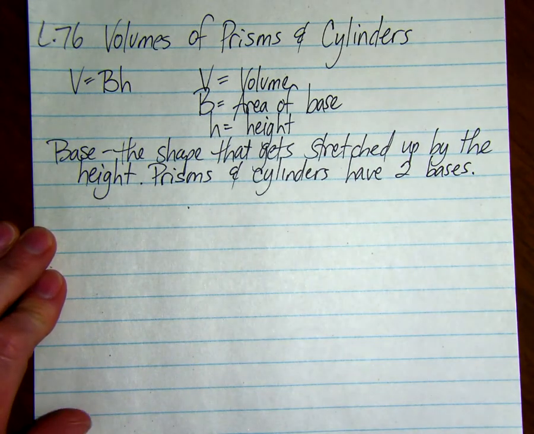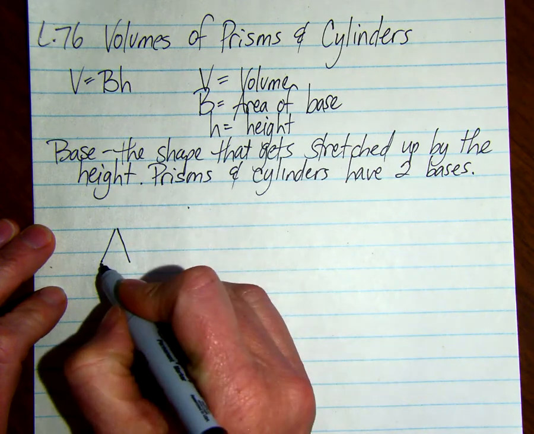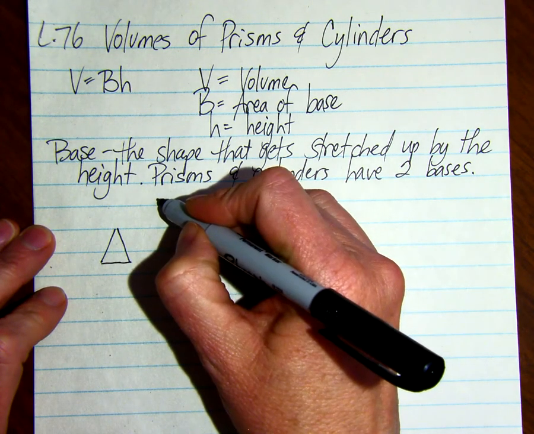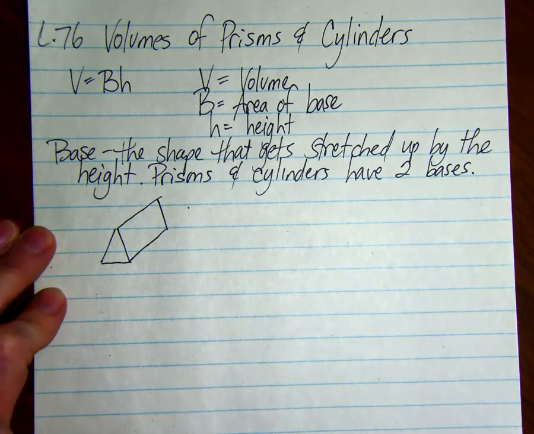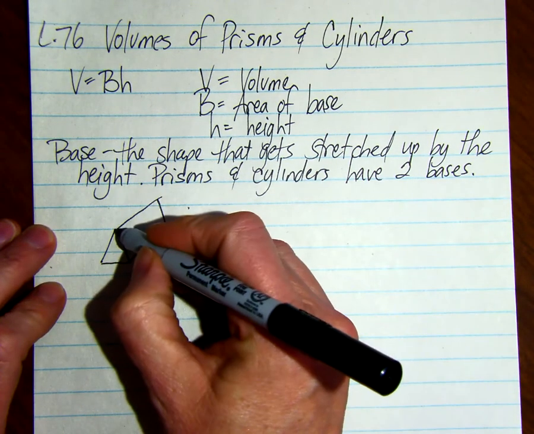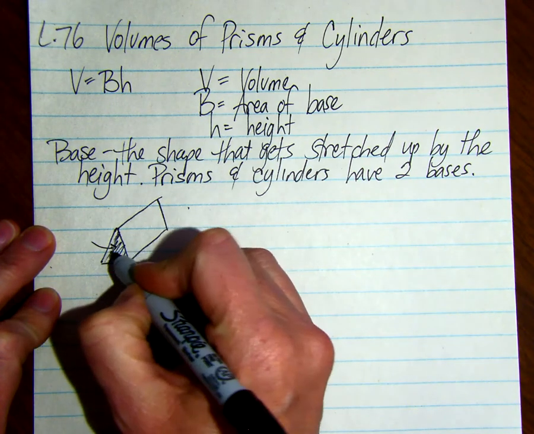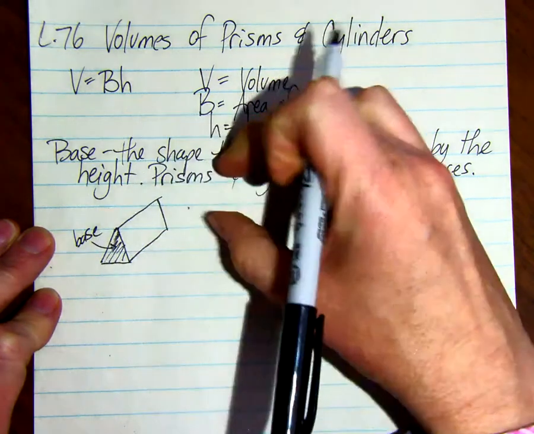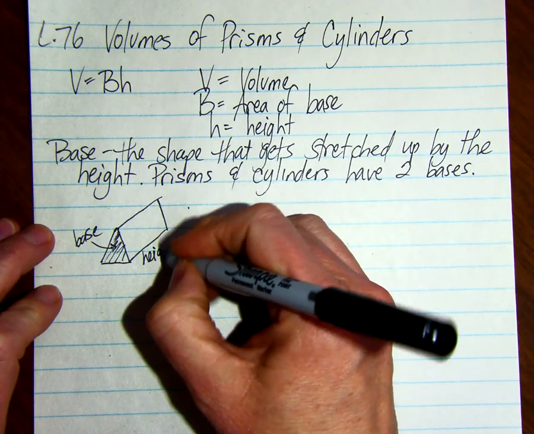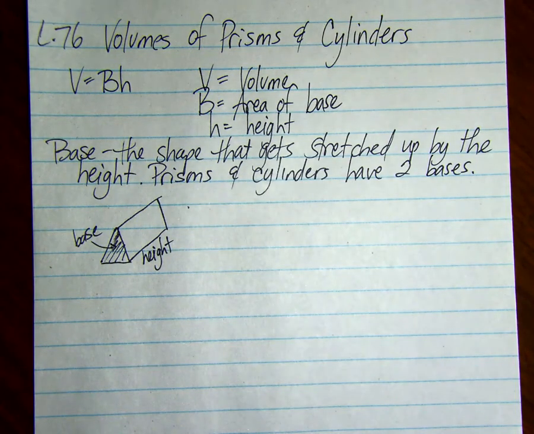So we're going to draw some pictures. We have a triangular prism. Notice that the base is this triangle, and it gets stretched up by the height. So the height is how tall this is if you were to set it right on the base.